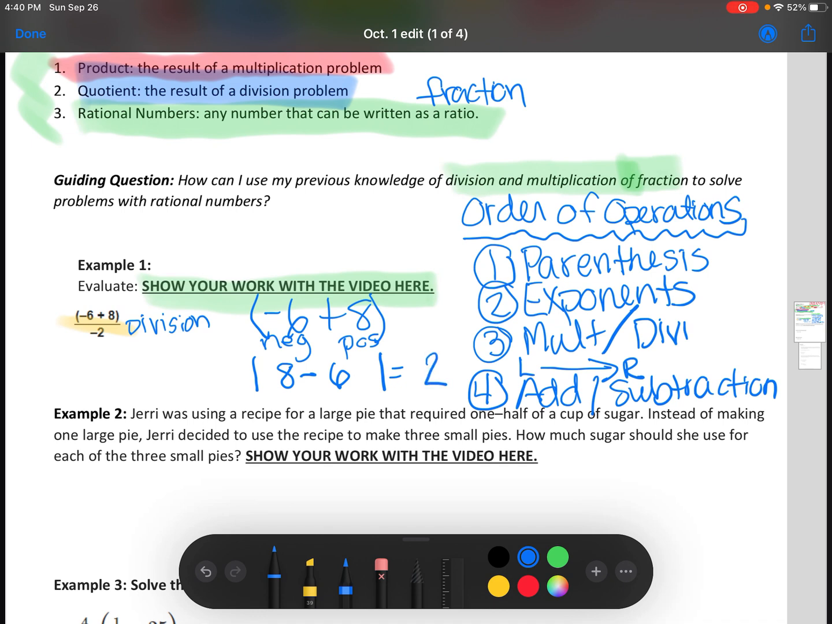Step 2 on the rules, don't forget step 2 or you'll get it wrong, is take the sign of the larger absolute value. Which of these has a larger absolute value? -6 or +8?